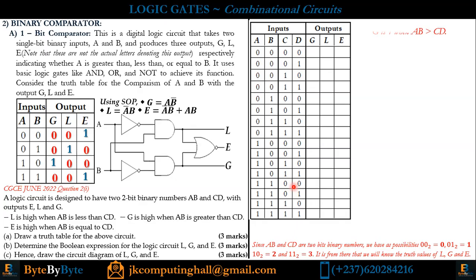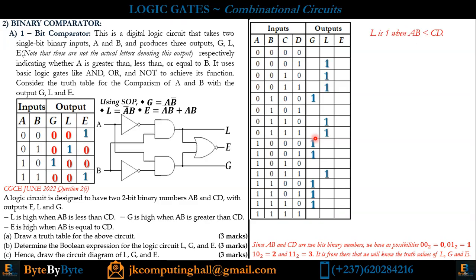We move on. We know that G is 1 when AB is greater than CD. Those are the different cases, because here AB is 1, CD is 0, AB 1, CD 0, AB 2, CD 0, AB 2, CD 1, AB 3, CD 0, 3 and 1, 3 and 2. So these are the only cases where AB is above CD.